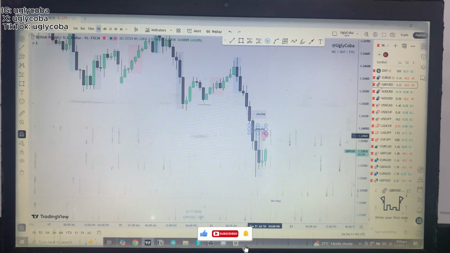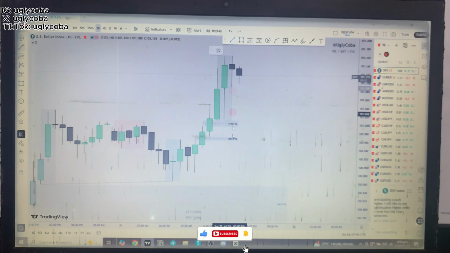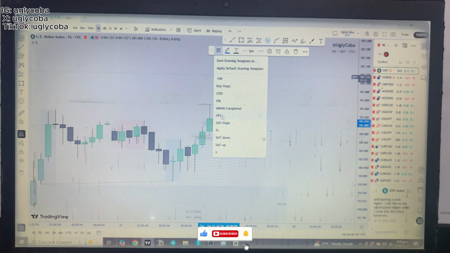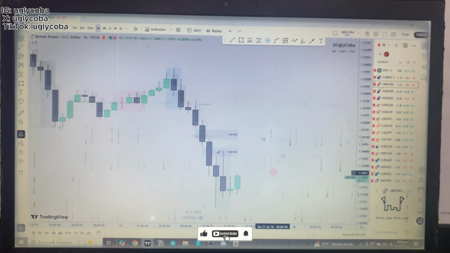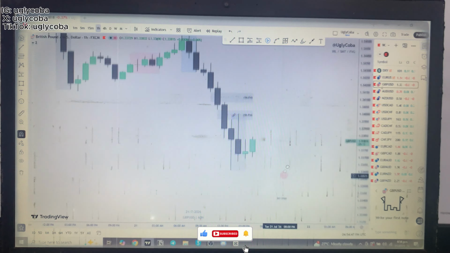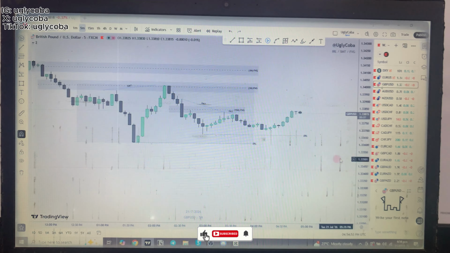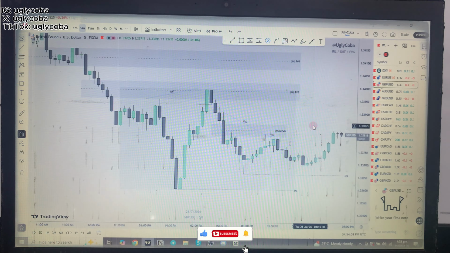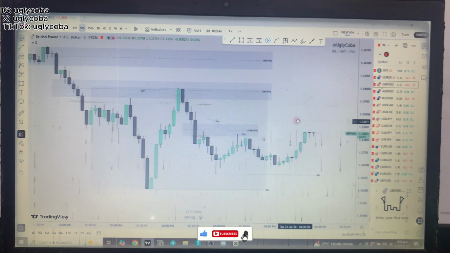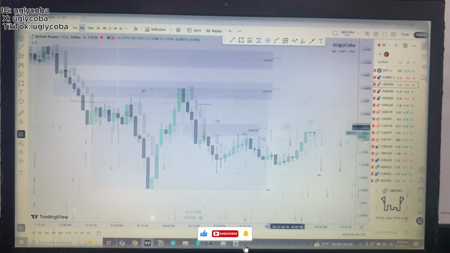After it was created, I waited for it to be tagged, and we created SMT inside of it with DXY over here. As you can see, DXY failed to tag that 1 hour bullish fair value gap here, and on GBP USD we tagged it and we created SMT. So after I saw this, I then went on to the 5 minutes to look for an entry to the external range liquidity, but price was displacing lower without giving me any entry.